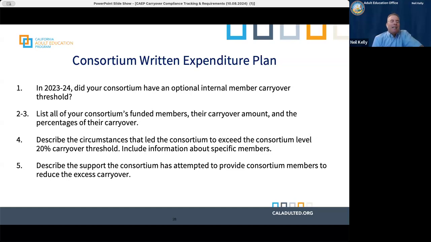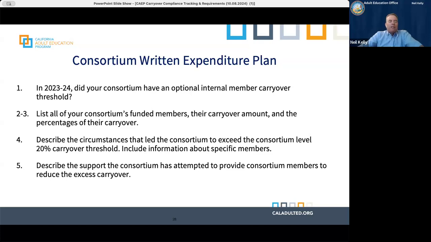2 and 3, Myra kind of showed this on the NOVA page, but it's those boxes where you list your consortia funded members and their carryover amount and the percentages. And the way you can find this is you just go back to NOVA, go into your individual members, and you look at the Q4, and there should be the percentage carryover, whether it's under 20%, over 20%, some are like at 6%, some are at 54%, but it's all there calculated for you, so you don't have to try to figure it out yourself. It's already there in NOVA. If you filed your Q4, it should be sitting there waiting for you to add if you do have to fill out this written expenditure plan.